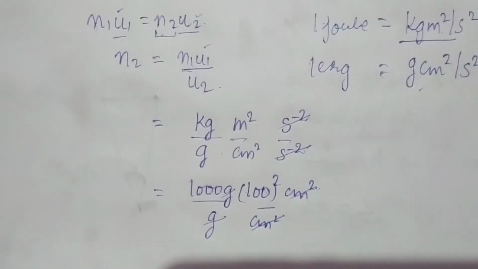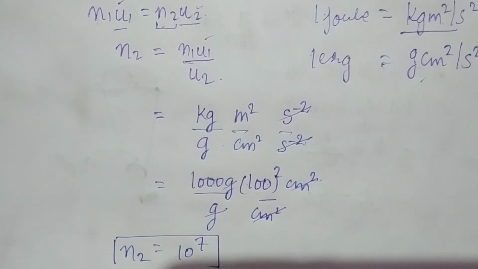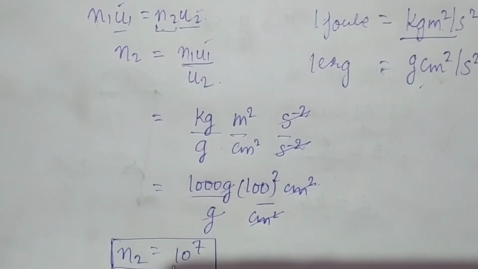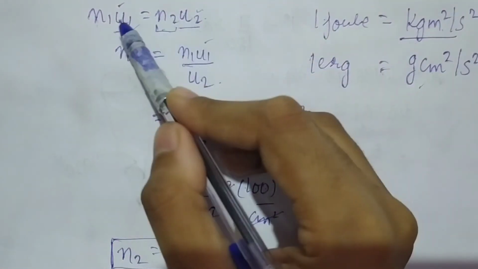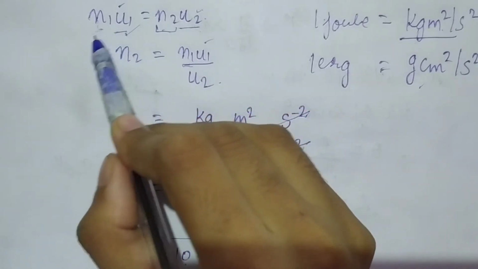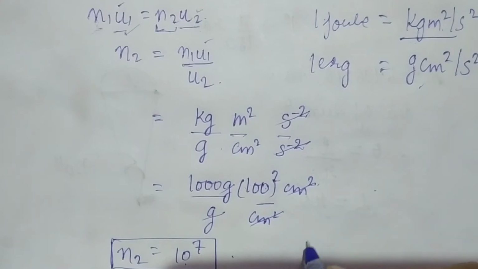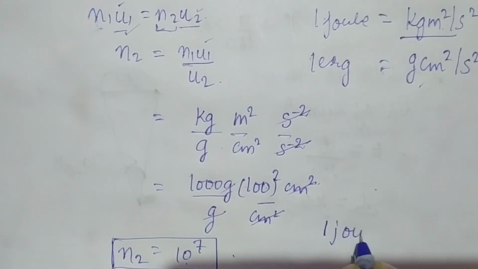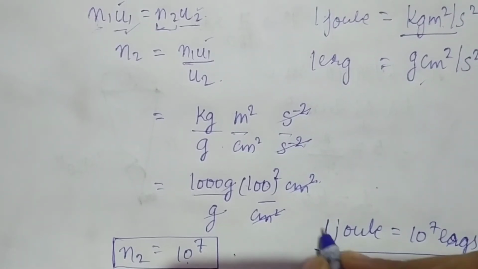So we will be having this as 10 to the power 7. So we see now n2 is 10 to the power 7. That means 1 joule is equal to 10 to the power 7 ergs. We can see from this equation also, n1 u1 is equal to n2 u2. n1 we can consider here as 1, and n2 we have found is 10 to the power 7. So 1 joule is equal to 10 to the power 7 ergs. This is what we had to find.